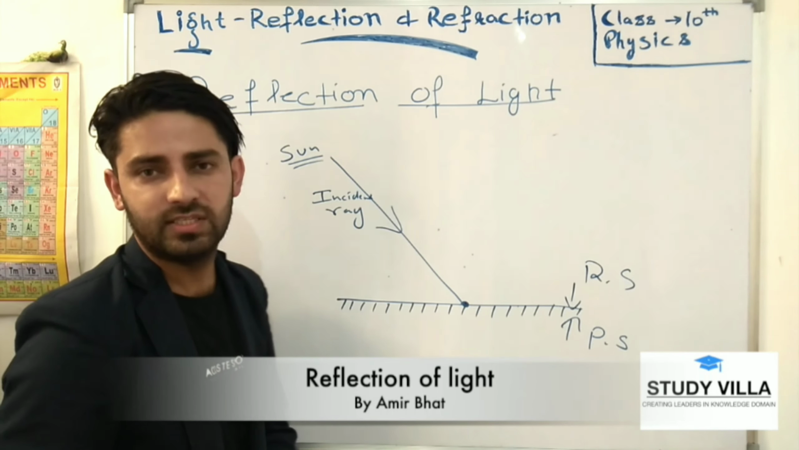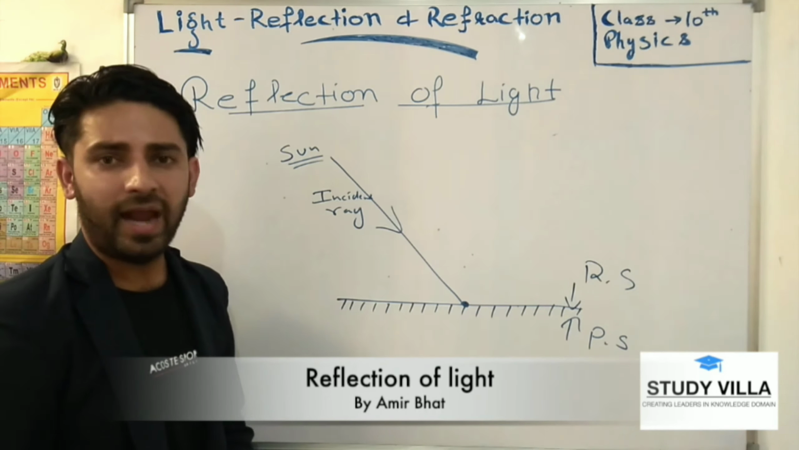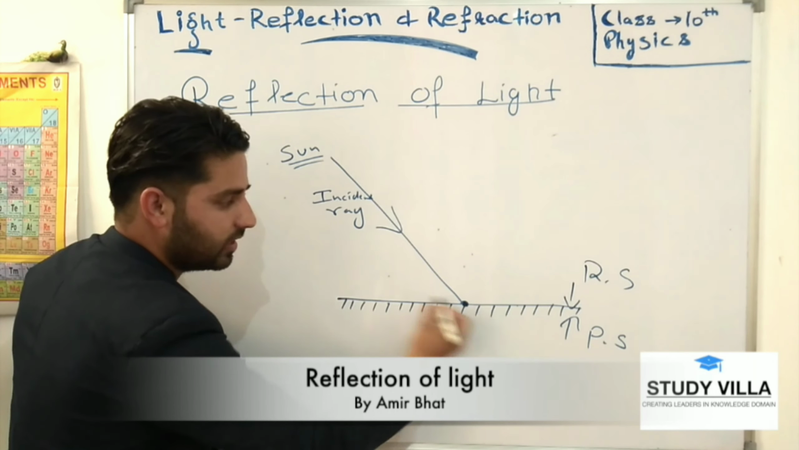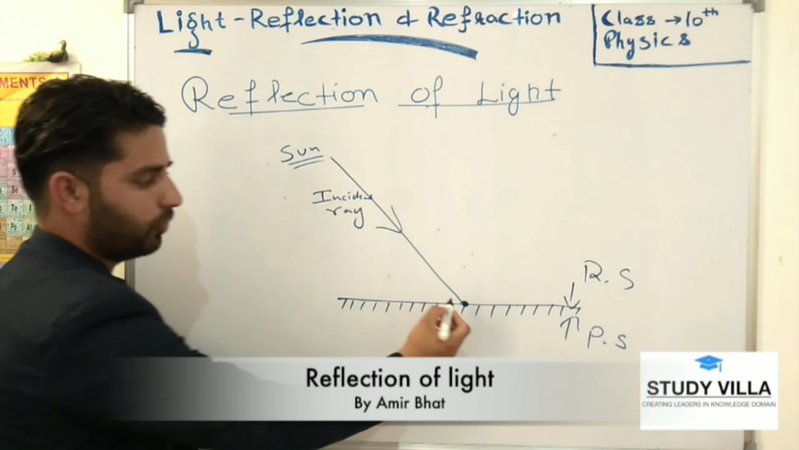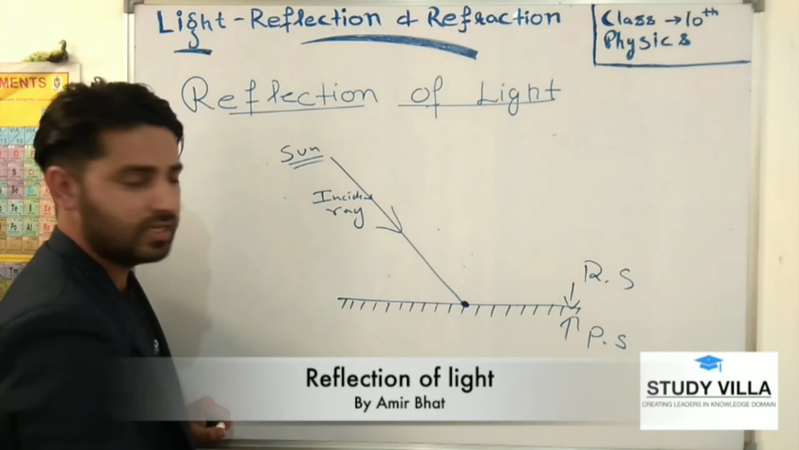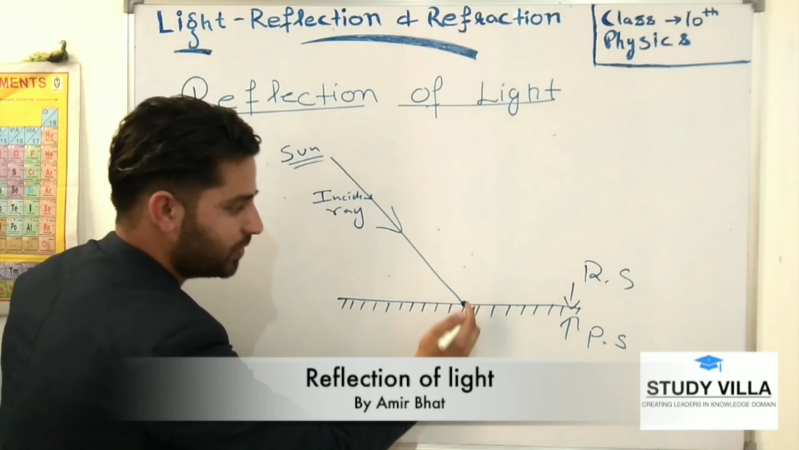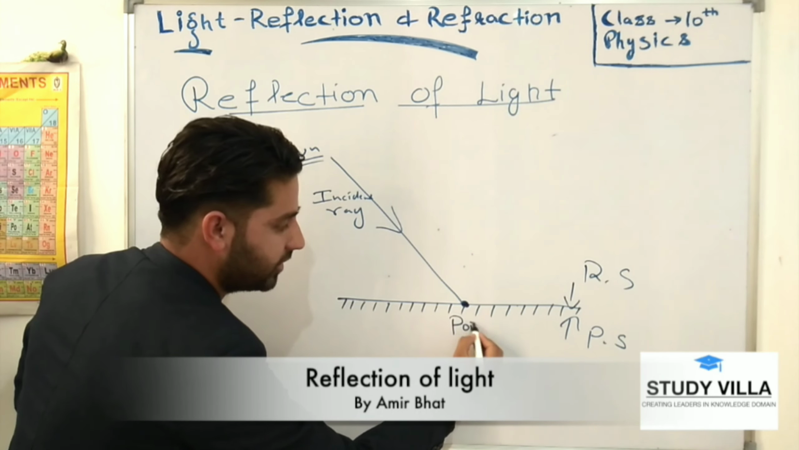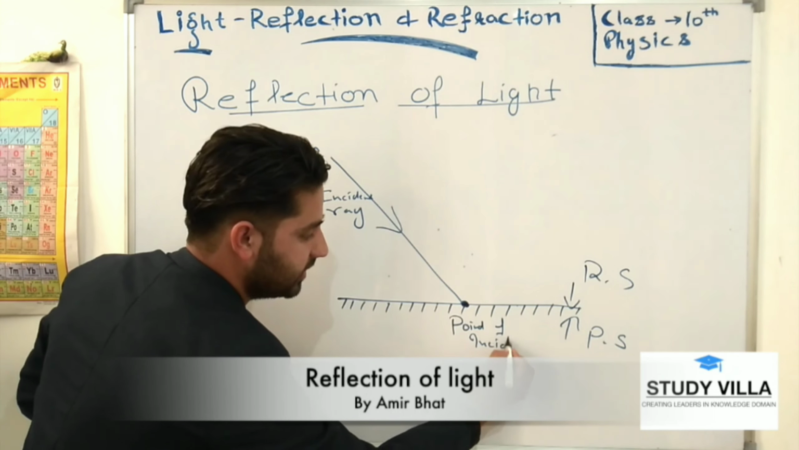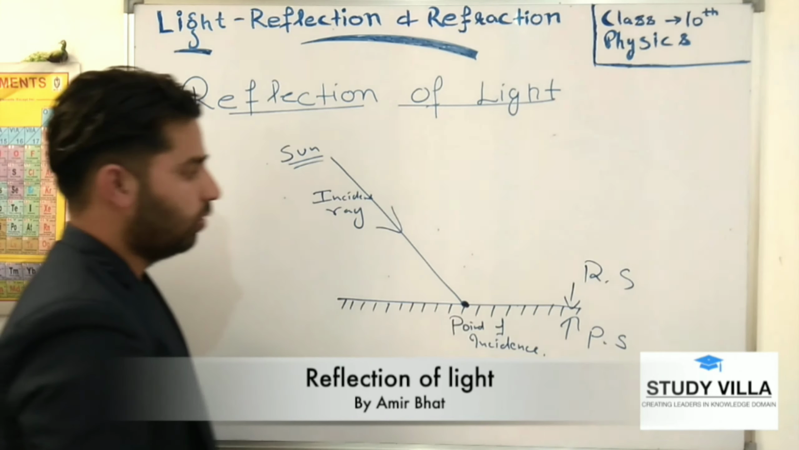So next is point of incidence. Point of incidence means the point at which the incident ray falls on a mirror. इस point को कहते हैं point of incidence. The point at which the incident ray falls on a mirror. Incident ray कौन से point पे fall करेगी mirror के ऊपर? इस point पे. इस point को कहेंगे point of incidence.